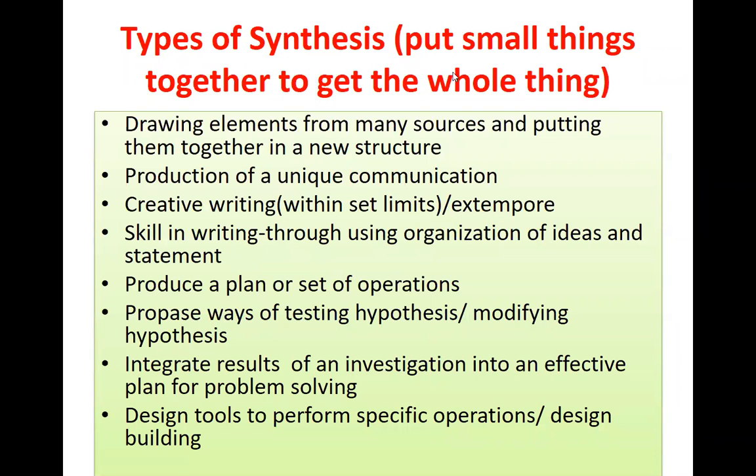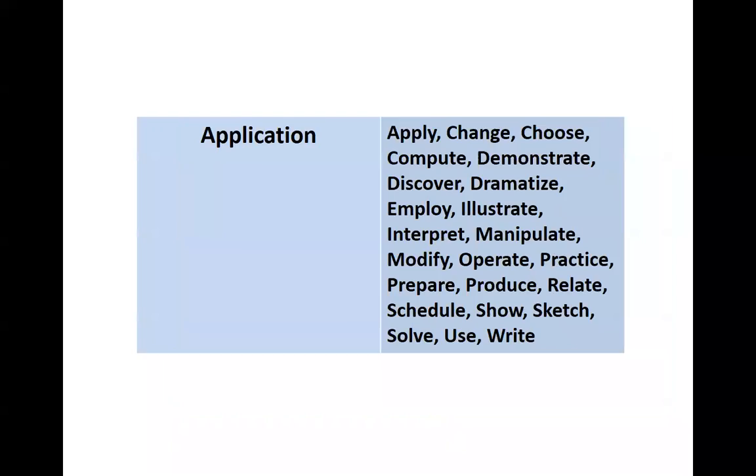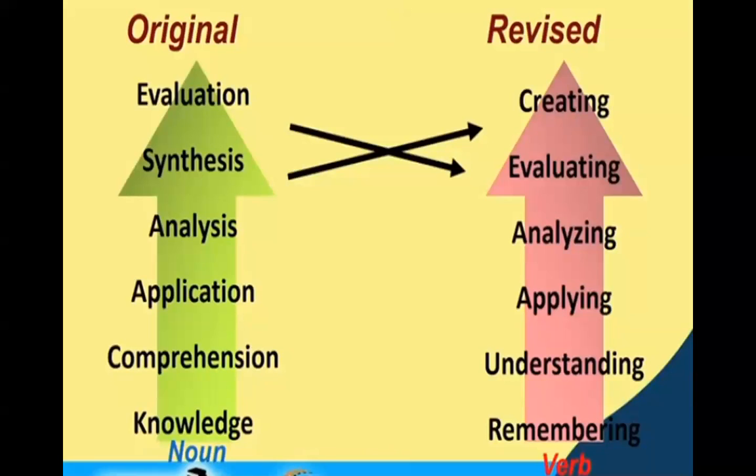Then comes types of synthesis. Putting small things together to get the whole thing. So drawing elements from many sources, putting them together in a new structure. Okay, so this is equivalent to creating in the verbal side. If you go back to the main structure, you can see knowledge, comprehension, application, analysis, synthesis. When you come to the verbal side, it is creating, evaluation, evaluating. So this is the revised thing which will be following mostly.